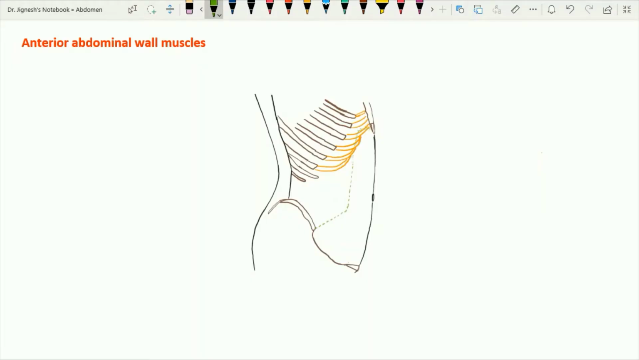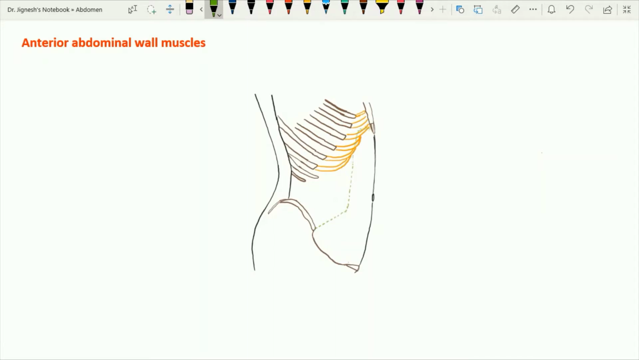Hello friends, let's see the anterior abdominal wall muscles. In our previous lectures, we have already completed the skin and the superficial fascia of the anterior abdominal wall. In this lecture, we are going to see the anterior abdominal wall muscles.